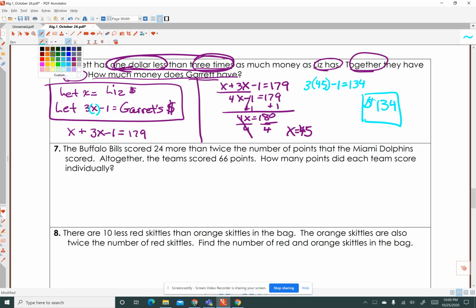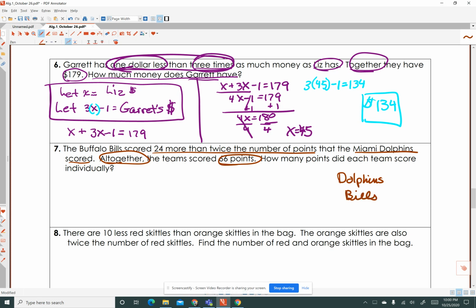So let's move on to one about the Buffalo Bills. The Buffalo Bills scored 24 more than twice the number of points that the Miami Dolphins scored. Altogether, the teams scored 66 points. And altogether means that we're going to add how many points each team scored individually. So now we're going to need to answer in terms of the Dolphins and the Bills. Looks like the Bills score is greater, so let's let x equal the Dolphins score.